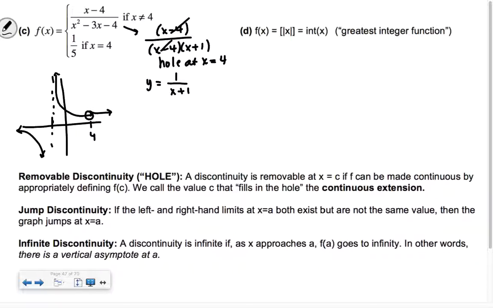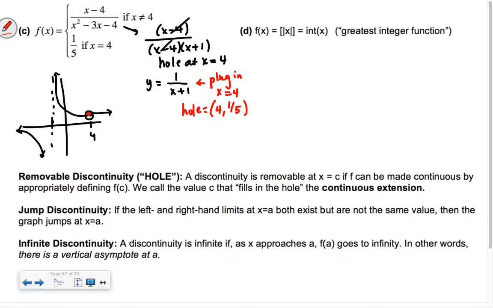All right, so the question is, does this other part of the piecewise function fill in the hole? So it says we have 1/5 if x is equal to 4. So, you know, is it here? Is it here? Is it here? We don't know. How can we find it? Yeah, if you plug in x equals 4 into the simplified version, we would get 4, 1/5 as the hole, right? So is that the point?